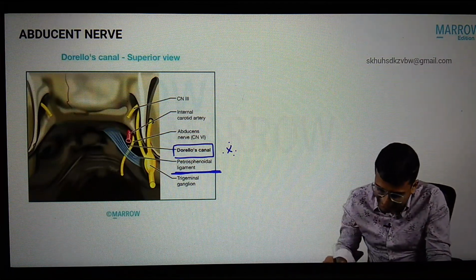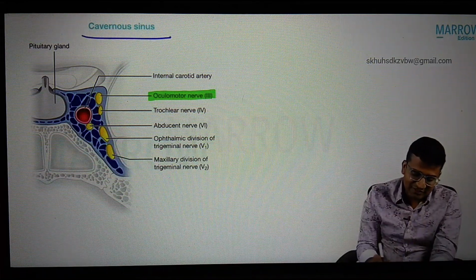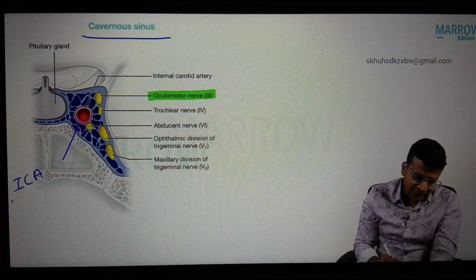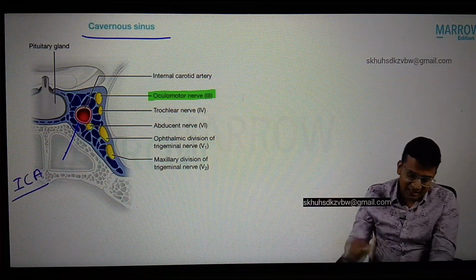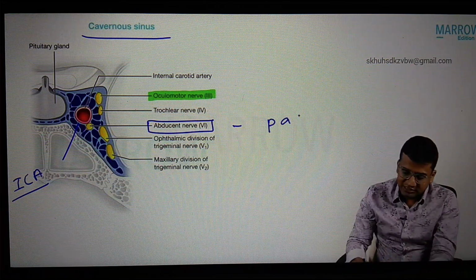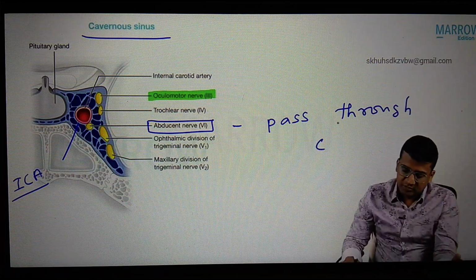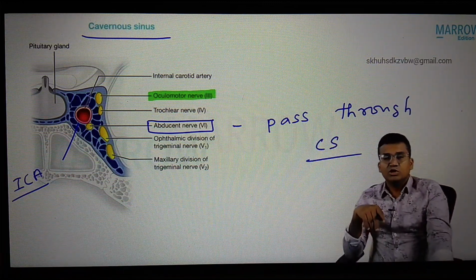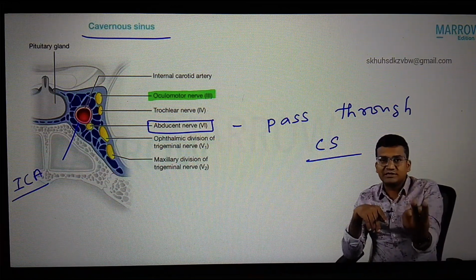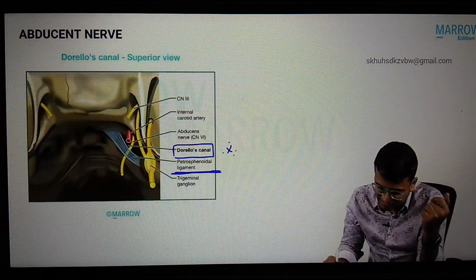Okay. After that, the nerve passes through the cavernous sinus. See here, this is the cavernous sinus. In the cavernous sinus, we see the internal carotid artery, and below and laterally, infralaterally, the abducent nerve. So the abducent nerve passes through the cavernous sinus, not in the lateral wall. Two structures pass through the cavernous sinus. One is the artery, the internal carotid artery, and another one is the abducent nerve. Clear?